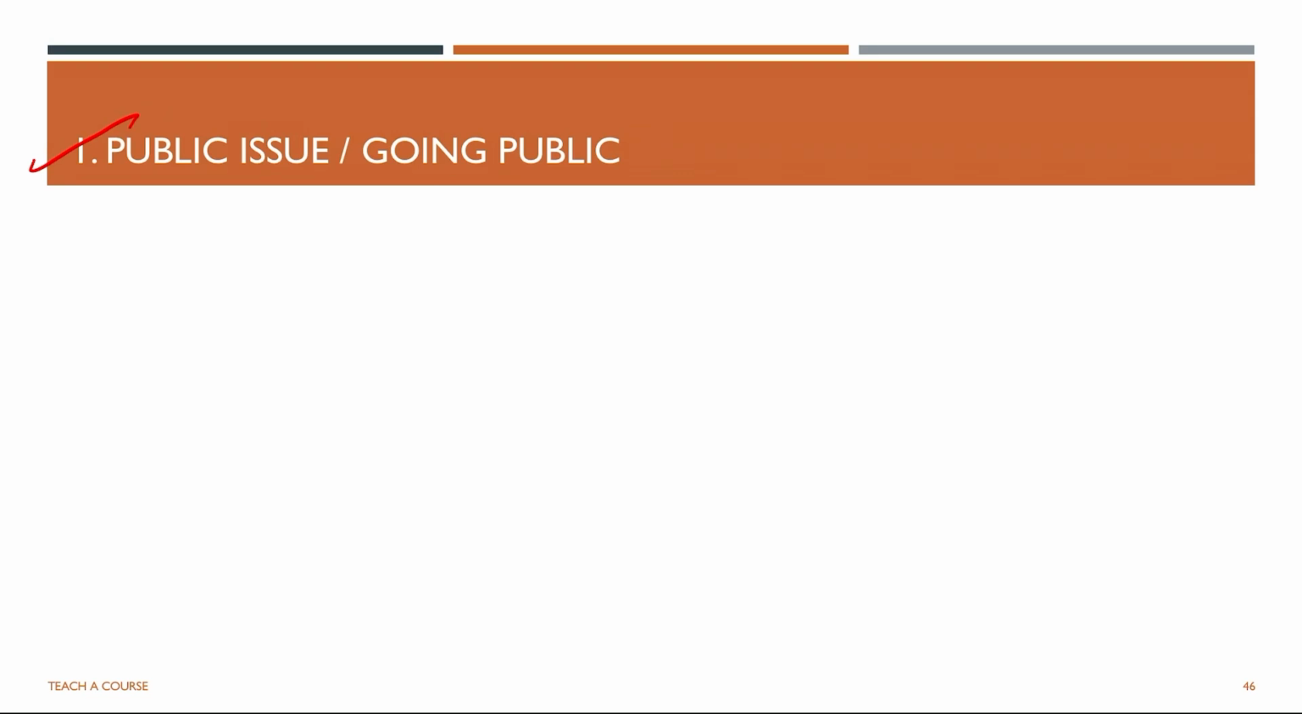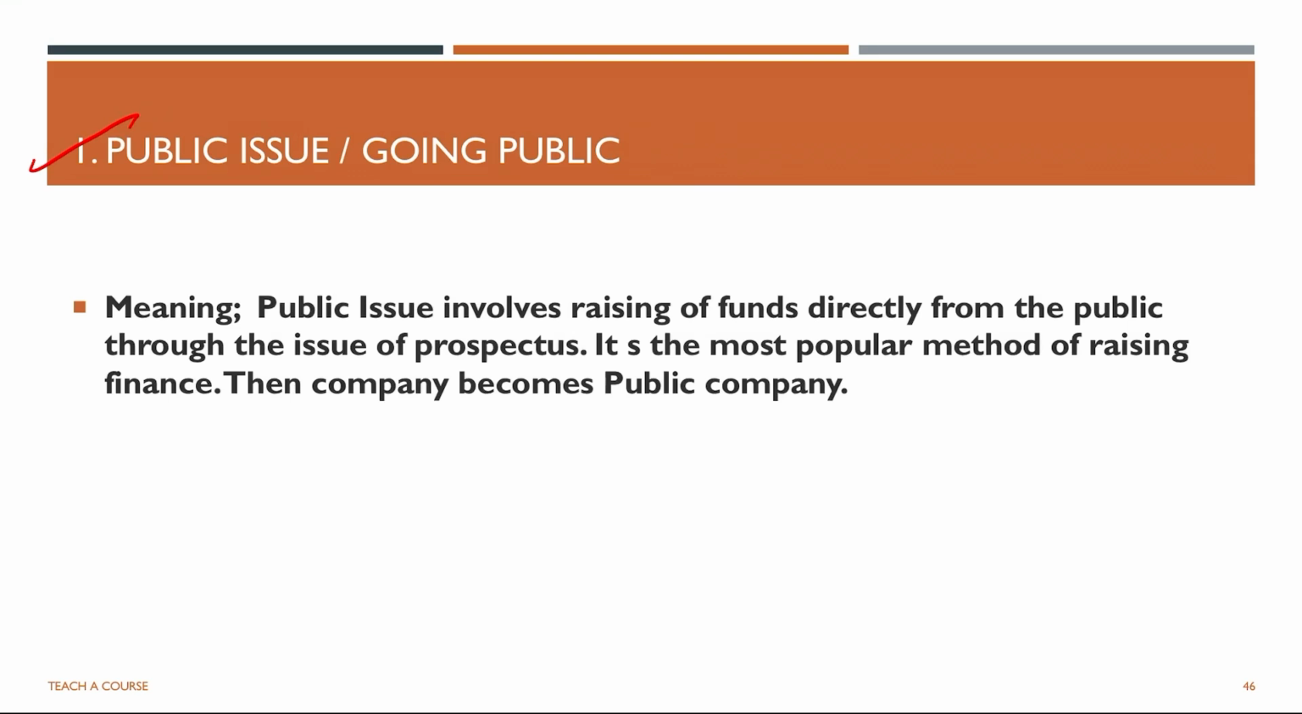So what is public issue? Public issue is raising of funds directly from the public through the issue of a prospectus. This is one of the most popular methods of raising finance. When a private company makes a public issue, it becomes a public company. Companies have to be very careful while making a public issue, and it is not something very easy for raising capital.